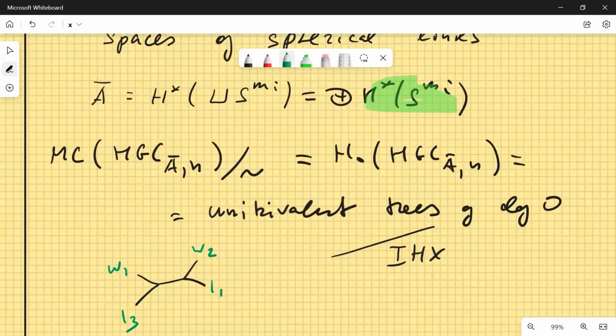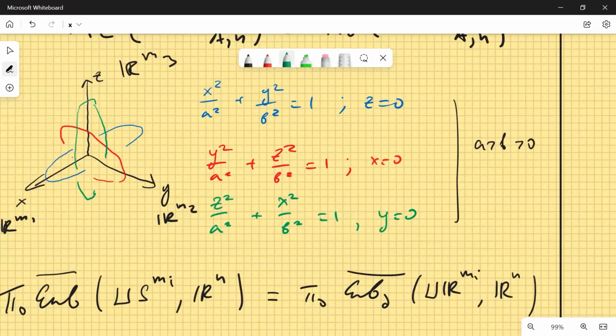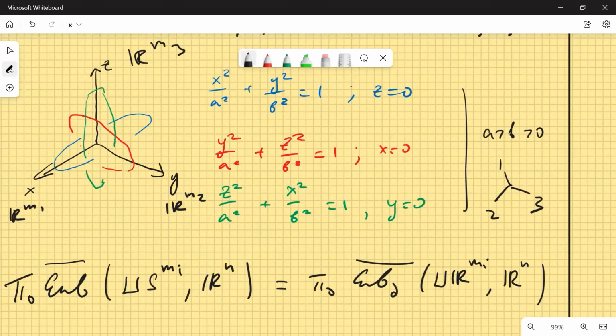Right, and actually I didn't finish this example. So in this case, this picture corresponds to the tripod graph. So we have a graph like this, and it contributes to this one. And the coefficient in front of this graph must correspond to the Milnor invariant.